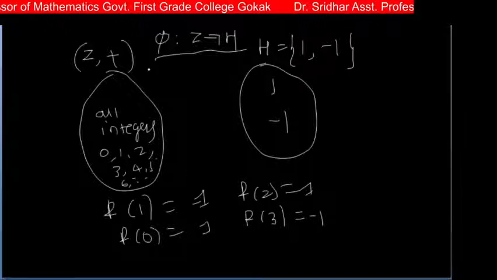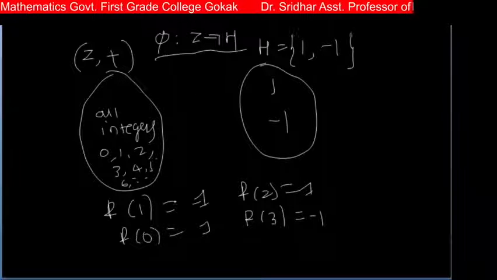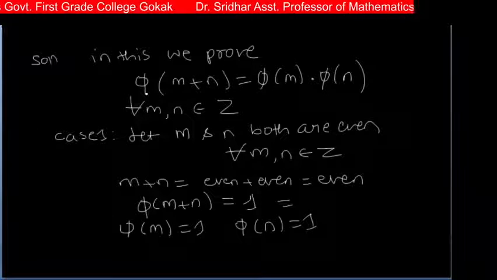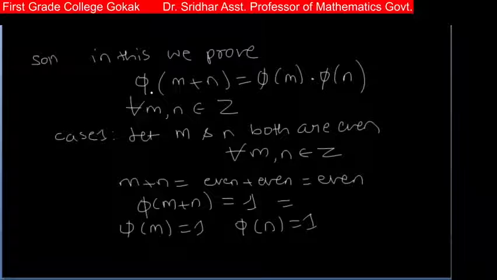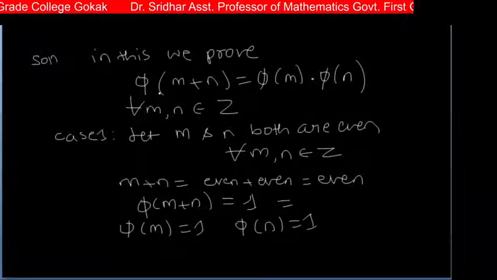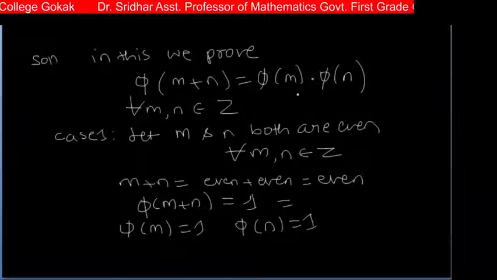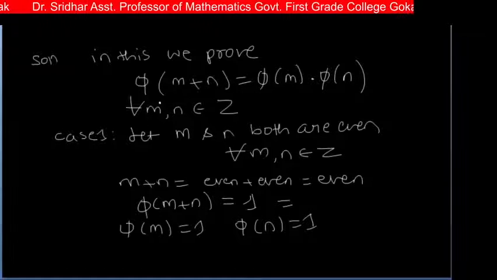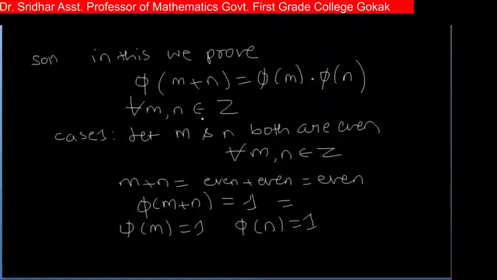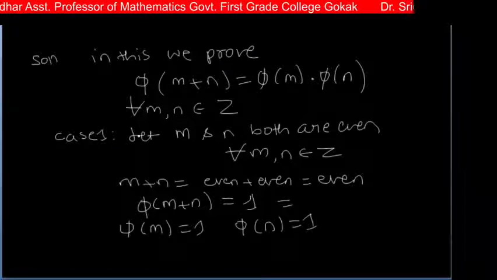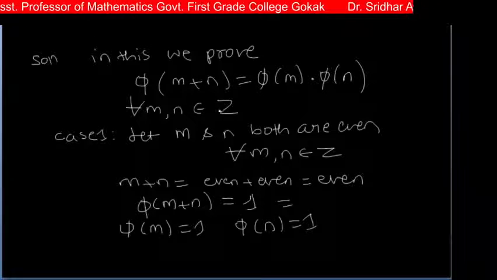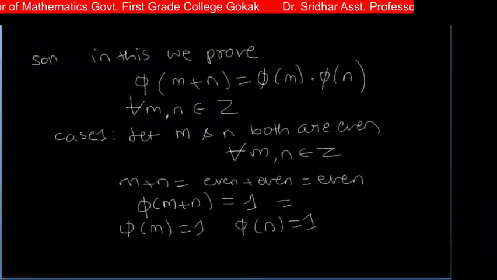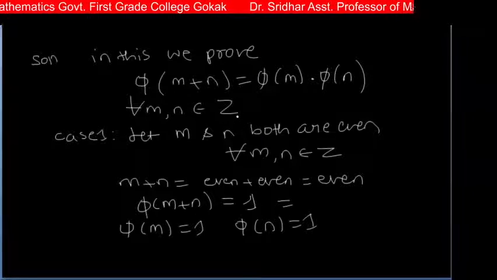Next we show that this mapping phi is a homomorphism. Homomorphism means we have to show the definition: phi of m plus n is equal to phi of m into phi of n. This we have to prove for all m, n belonging to Z. Now take two elements m and n from the additive group of integers.